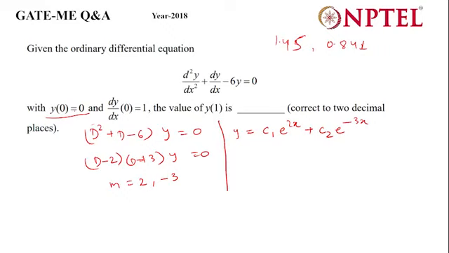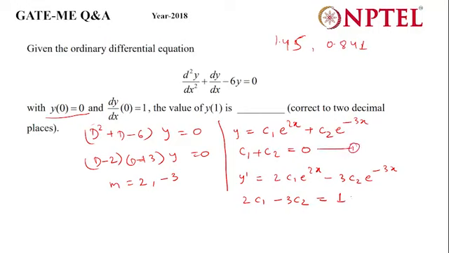First is at x is equal to 0, y is equal to 0. So with your first boundary condition you will get c1 plus c2 is equal to 0. Then you will put the second boundary condition, that is at x is equal to 0, dy by dx is equal to 1. So firstly we will differentiate this equation. It will be 2c1 e to the power 2x minus 3c2 e to the power minus 3x. Now we will put x is equal to 0. Then dy by dx is equal to 1. So another equation will be 2c1 minus 3c2 is equal to 1.